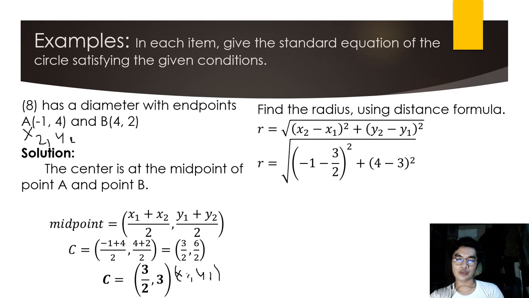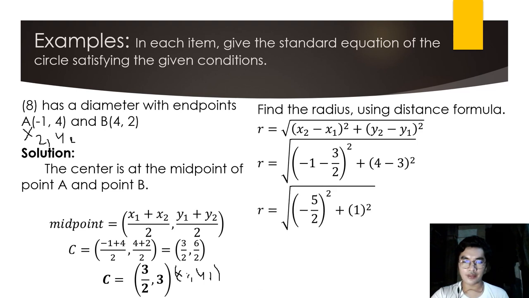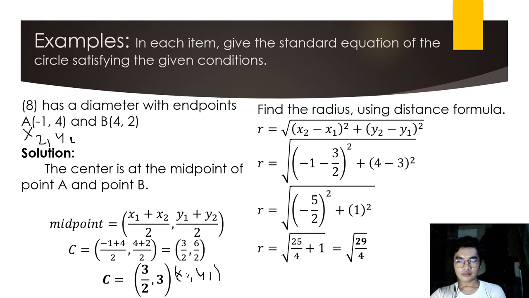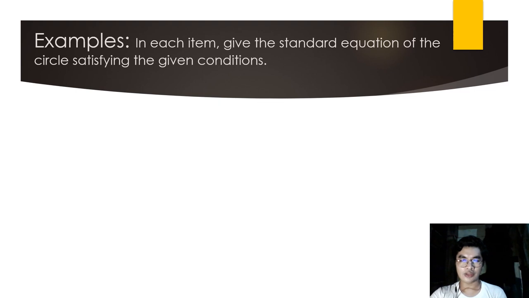So we have r equal to the square root of the square of negative 1 minus 3 over 2 plus the square of 4 minus 3. Let us simplify the terms inside the parentheses. We have the square of negative 5 over 2 plus the square of 1. Now simplify this: the square root of 25 over 4 plus 1. Simplifying the terms inside the radical sign, we have the square root of 29 over 4. So that is our radius. The center is 3 over 2 and 3, and the radius is the square root of 29 over 4.